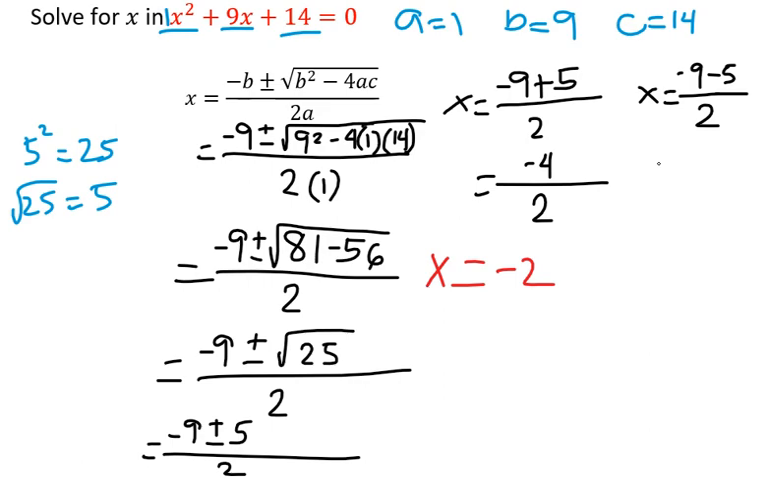How about sa kabila? Negative 9 minus 5 is negative 14 divided by 2. And negative 14 divided by 2 is negative 7. So, ang dalawang value ng x natin ay negative 2 at negative 7.